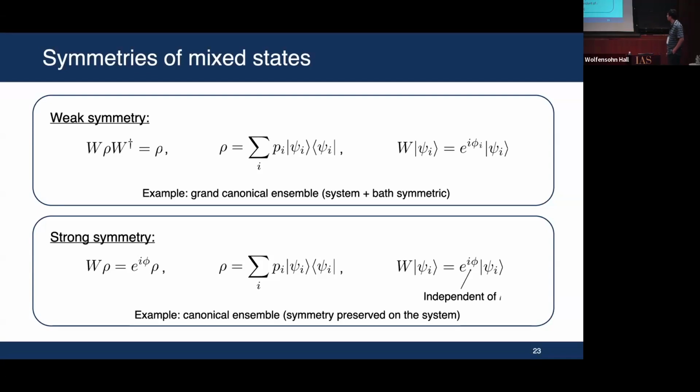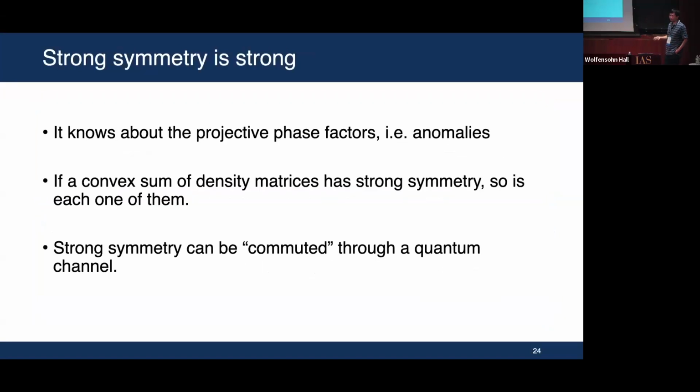Okay? And the stat mech example of strong symmetry is the canonical ensemble, where we fix the number of particles in the system. We don't allow the particle number to fluctuate, and that's an example of a U(1) strong symmetry. Okay? So the symmetry is preserved already on the system alone. You don't have to take into account the environment, it's already a symmetry on the system. Okay, so the fact that you get a phase factor means strong symmetry is actually very strong.